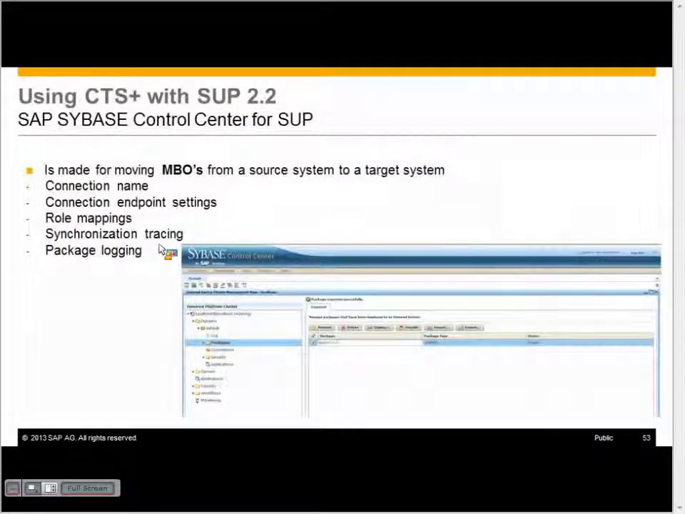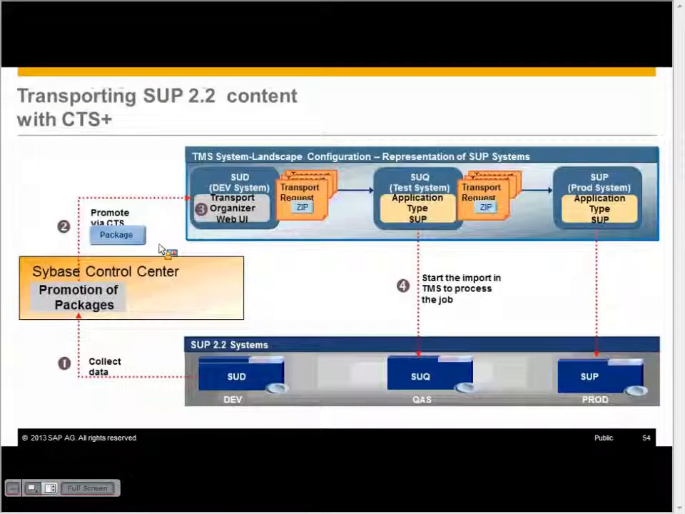What is possible with CTS Plus using 2.2? You can move the MBOs from the application packages, basically from a source system to a target system, using CTS Plus. You have the connection name, endpoint, role mappings, synchronization tracing, and package logging. Whatever is associated with this particular application package can be combined into one and then moved across from one system to another. So this is a big overall view of how this can happen.